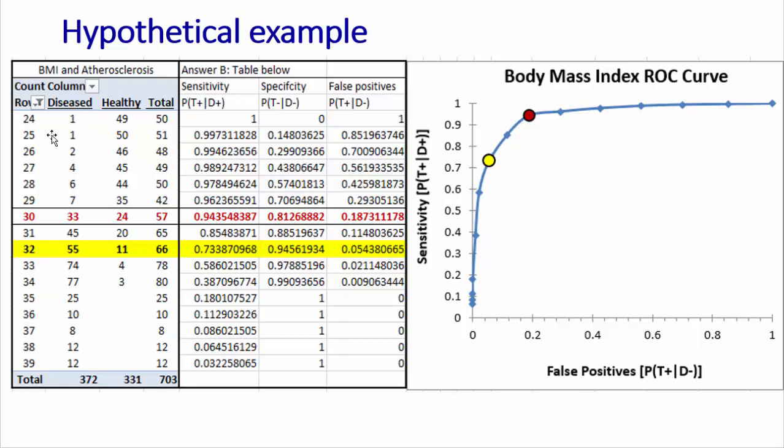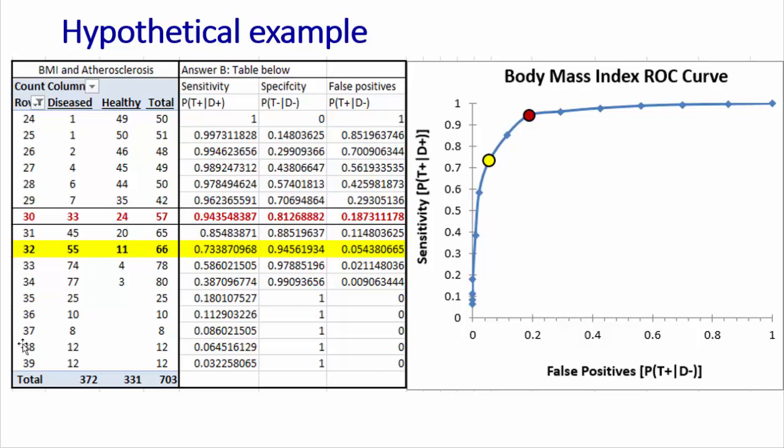Going down to 25, if we use 25 as the cutoff, we would say the person with 24 is healthy and 25 has the disease. With that, our sensitivity is extremely high because we're saying most people have the disease, but our specificity, though better than before, is still quite low. And as a result, the false positive will be quite high.